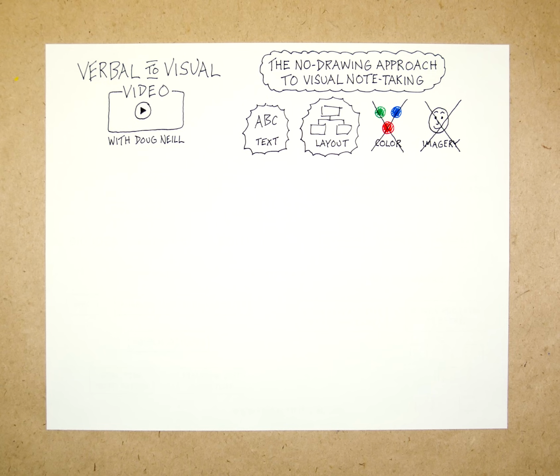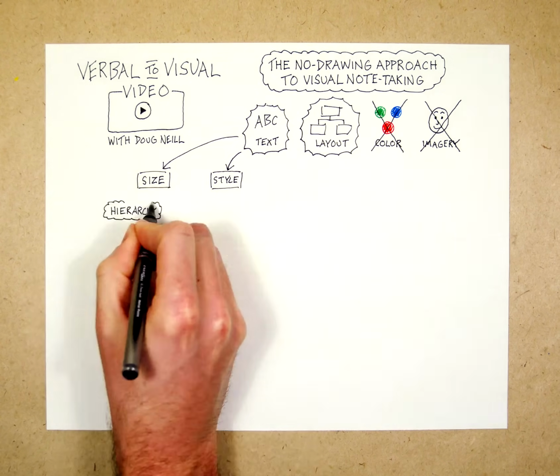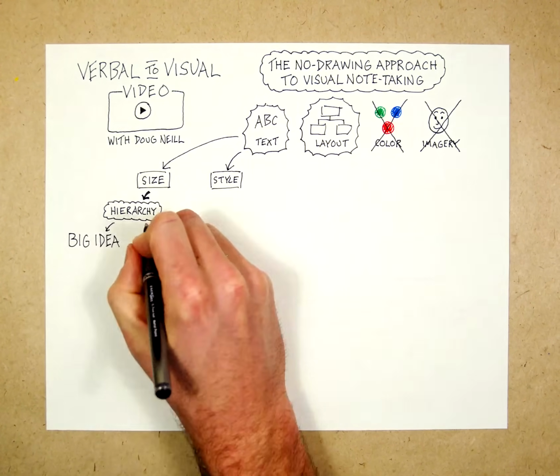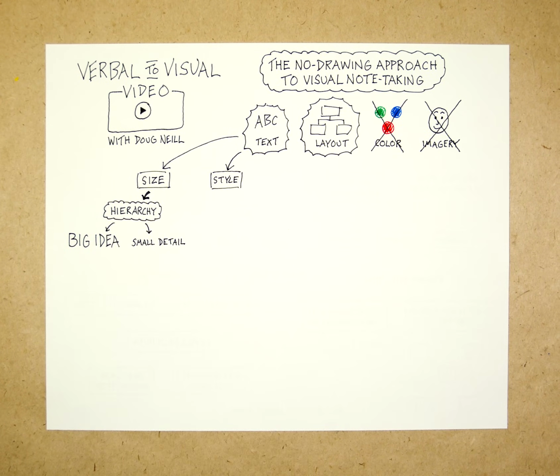There are 2 primary ways that you can use text in a visual way while you're taking your notes. The first is by varying the size of your text. The second is by varying the style of your text. By varying the size of the letters that you write, you are adding a component of hierarchy to your notes. That allows you to distinguish between big, important ideas and small details, which is incredibly useful when you come back to look at these notes later and you want to be able to see which of these ideas are the most important. And having even just 2 different sizes of text to work with while you are taking notes helps during the note-taking process itself.